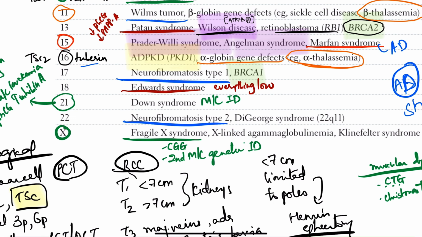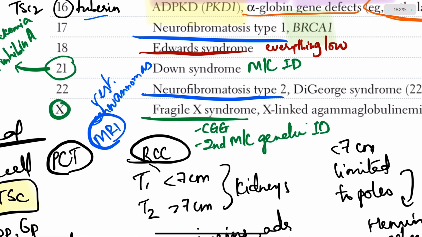Alright, NF type 2, just remember there is vestibular schwannomas. And two important things you want to remember: the best investigation for vestibular schwannoma or acoustic schwannoma is actually MRI. But the best audiometric investigation is going to be BERA, brainstem evoked response audiometry.